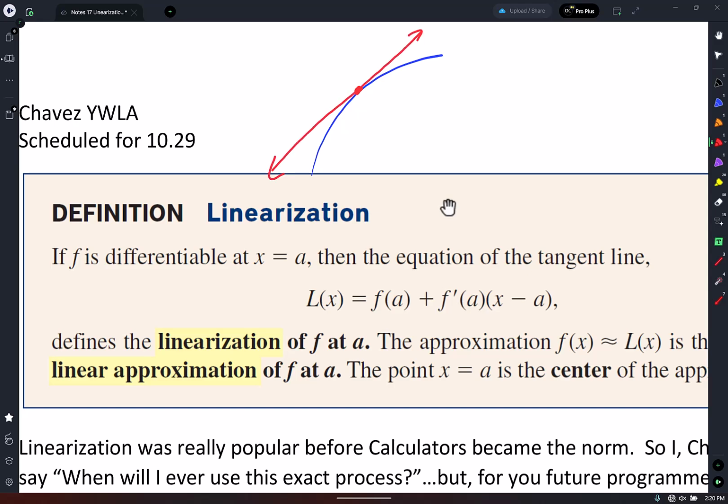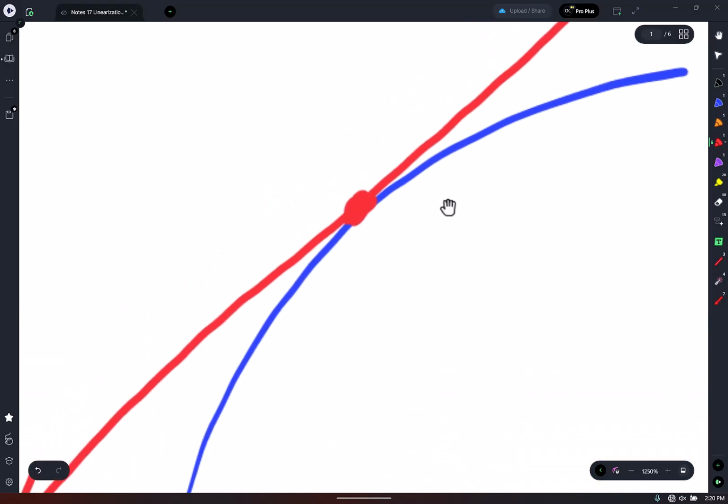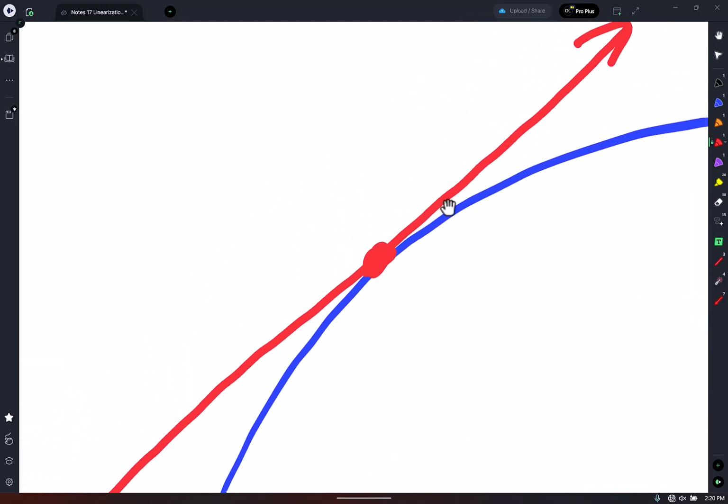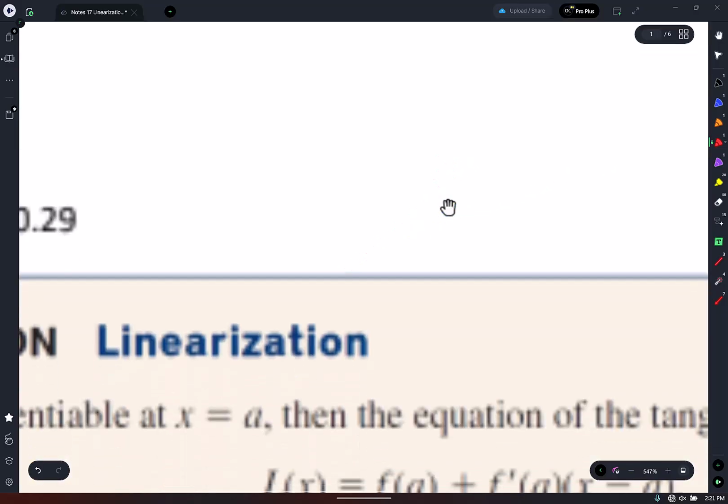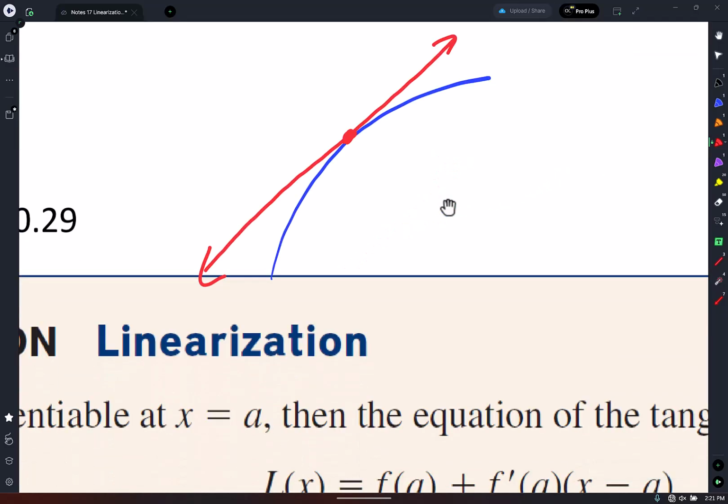If you zoom in enough, if you zoom in and zoom in and zoom in, and assuming that you could zoom in on your tangent line, like really, really close, eventually that tangent line starts looking like that curve. If you zoom in enough, does that make sense? And you can use the tangent line to make a prediction of what that y value is in that curve as long as you're really close. That prediction will be really good.